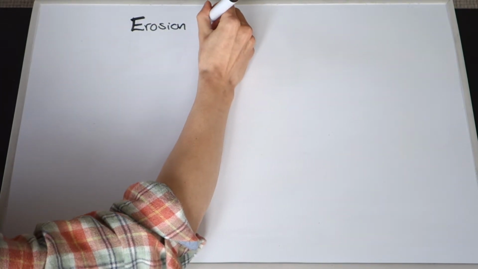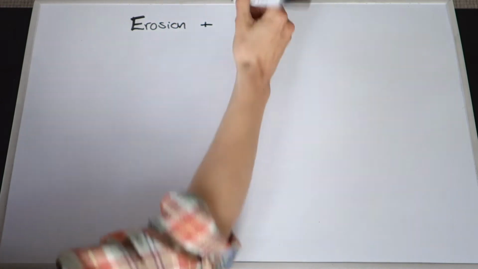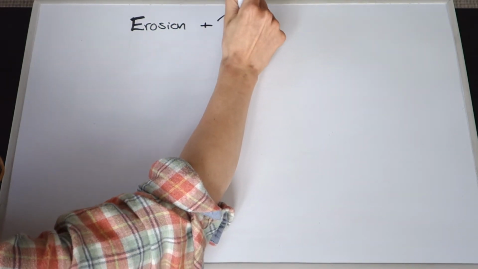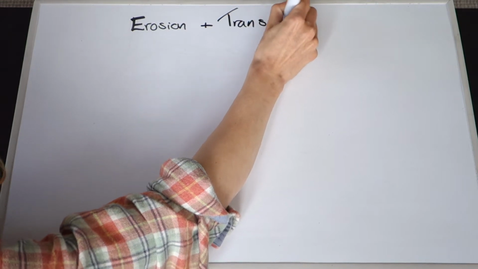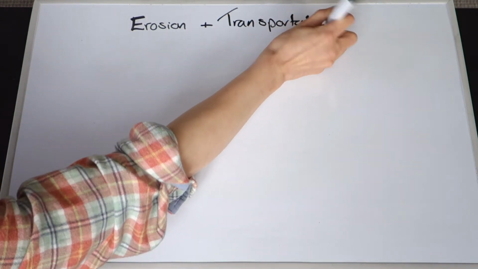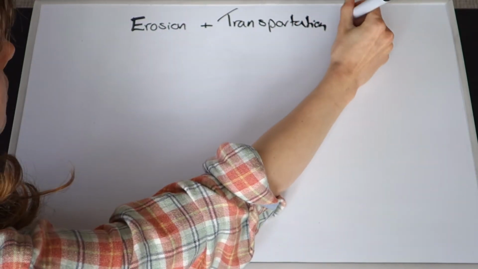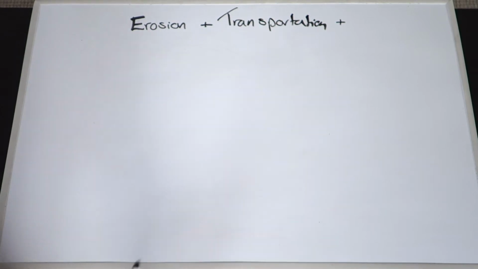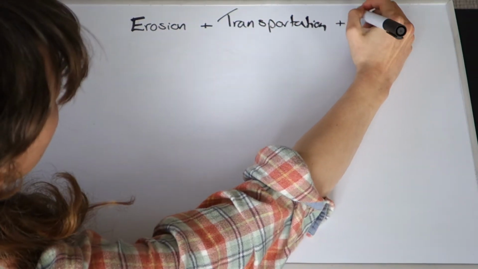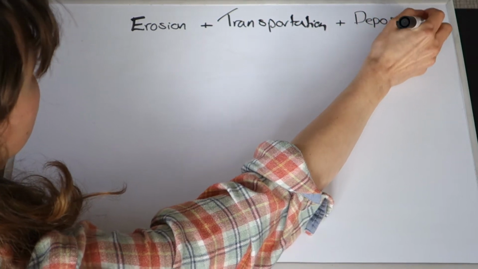But rivers also do another thing. They transport material, they move it from the upland area to the sea. Transportation. And finally, rivers do one more important thing. Rivers don't always have the energy to erode and transport material. So sometimes they deposit material, and we call that the process of depositing material, deposition.